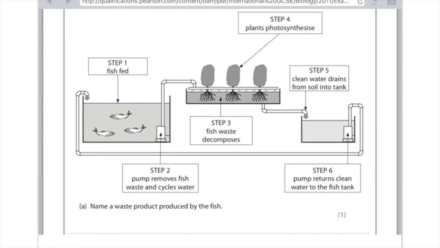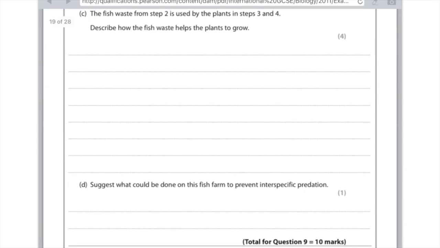So let's just quickly check back at that diagram. Right, well, what happens is that fish waste gets broken down by microbes. I've already actually said 2 marks there. There's a mark for saying breakdown or decay, and there's a mark for saying microbes. It breaks down that waste into nitrates and minerals and nutrients, and the plants absorb them, and they use it in their growth to produce proteins and amino acids.